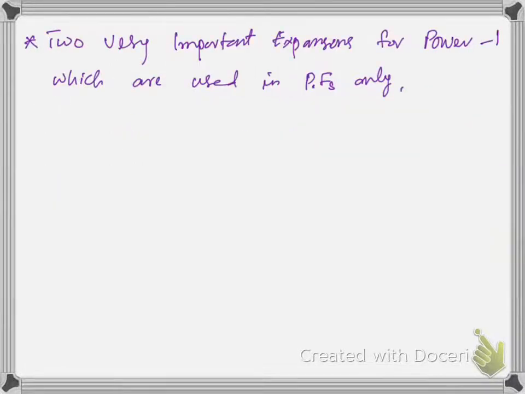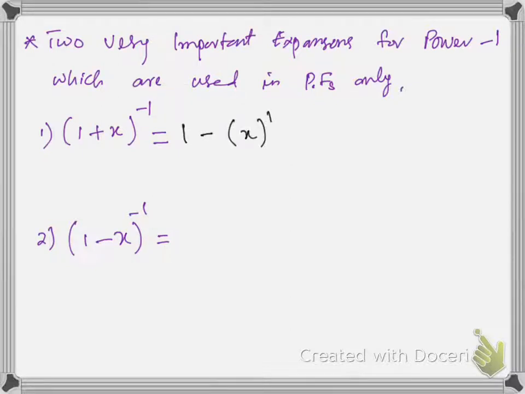These expansions are: number 1, (1 + x) to the power minus 1. Number 2, (1 - x) to the power minus 1. We will use alternate signs to expand the first expansion: 1 - x + x² - x³ + x⁴ - and so on.